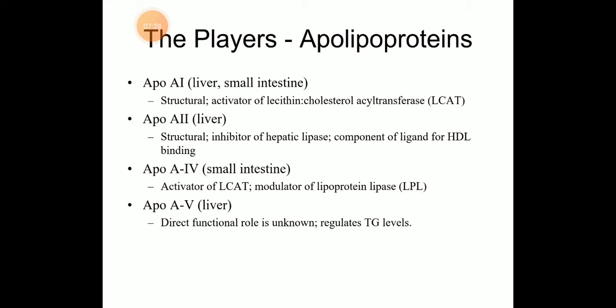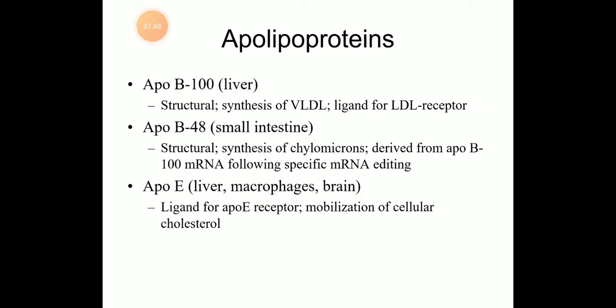ApoA2, which is also present in the liver, is structural and an inhibitor of hepatic lipase. ApoA4 is present in the small intestine, whereas ApoA5 is present in the liver. But ApoA5 is basically related to the regulation of triglycerides, whereas ApoB48 is specifically present in the small intestine, is structural and involved in the synthesis of chylomicrons.